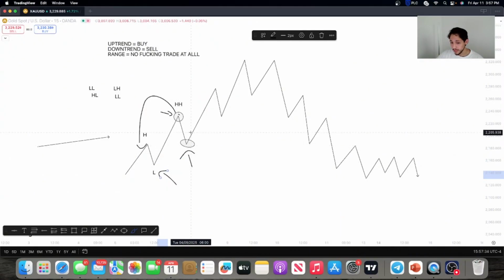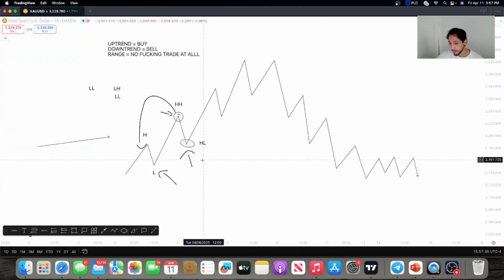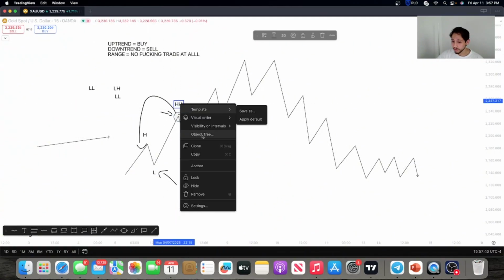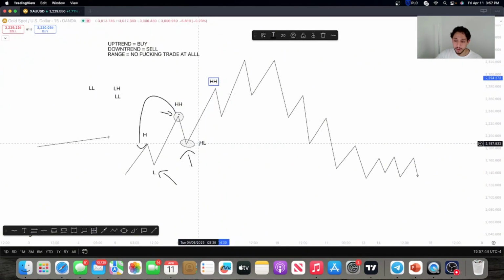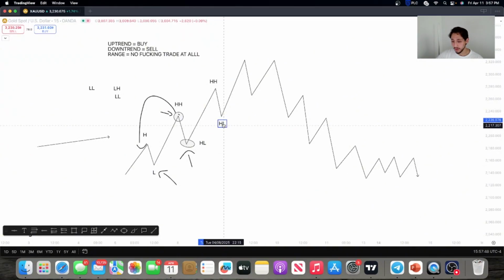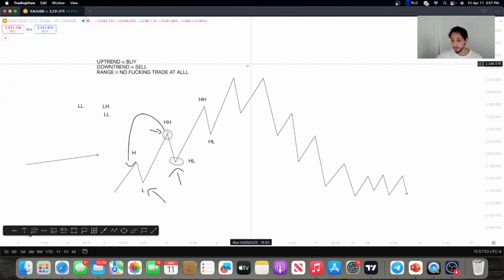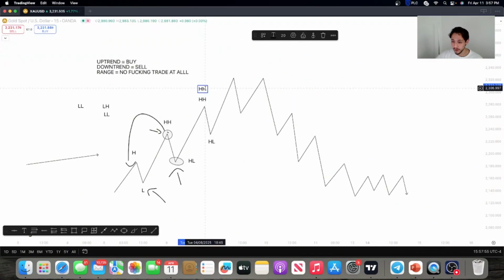This point over here is a higher low because this low is higher than the previous lows, right? And then obviously it just continues adding up. We have a higher high because this high is higher than the previous one. We have a higher low because this low over here is higher than the previous one. Now moving forward, it just continues the trend over and over again.